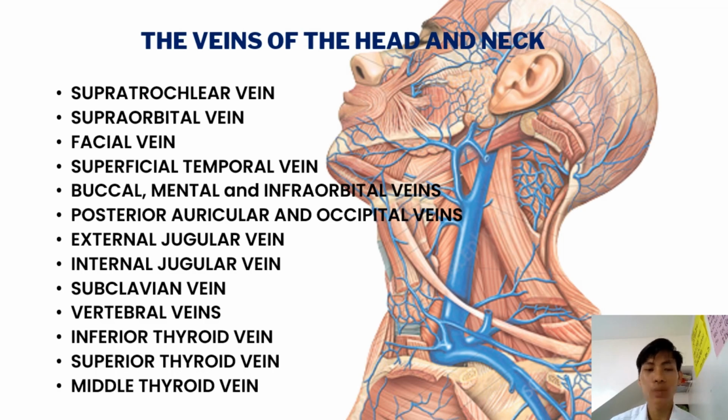Let us remember that three main veins of the head and neck are the internal jugular vein, the brachiocephalic vein, and the subclavian vein. I hope you have learned something in my discussion, and now let's move on to the next topic, which is the lymphatics of the head and neck, to be discussed by my fellow groupmates.